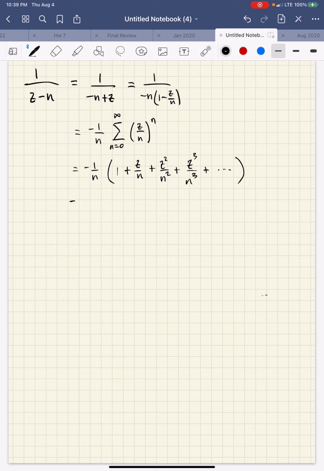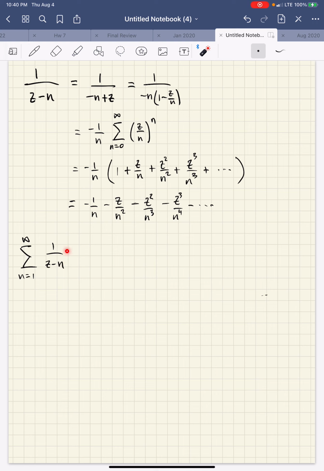And then let's do one more iteration of this. So we'll go ahead and distribute that negative 1 over n. We have negative 1 over n minus z over n squared minus z squared over n cubed, and then minus z cubed over n to the fourth minus ... Okay, wonderful. So now let's return to the series that we were trying to fix, right? So remember, we wanted to fix this series here, n equals 1 to infinity, 1 over z minus n. And what I've just done here is I've written the term that we're summing up as a series itself, right, as a series itself.